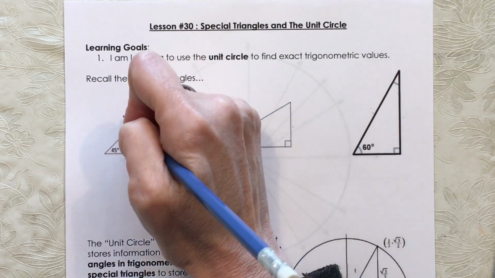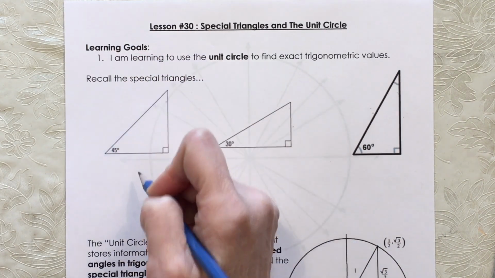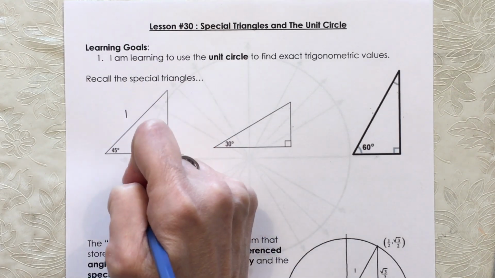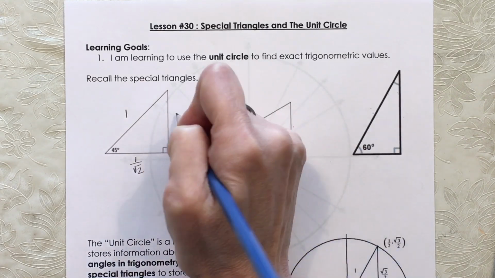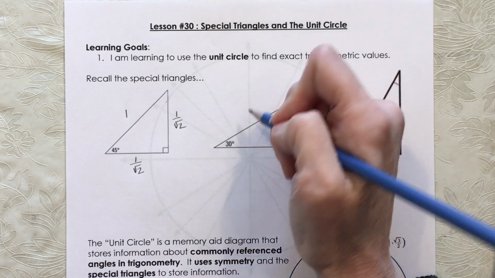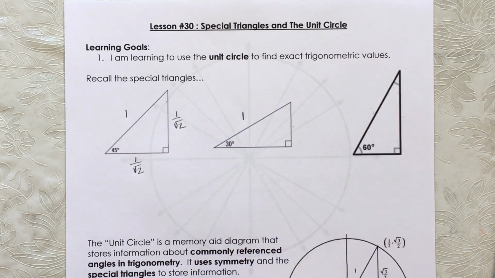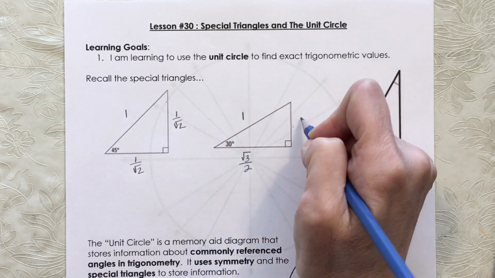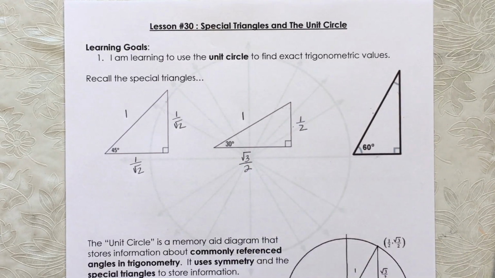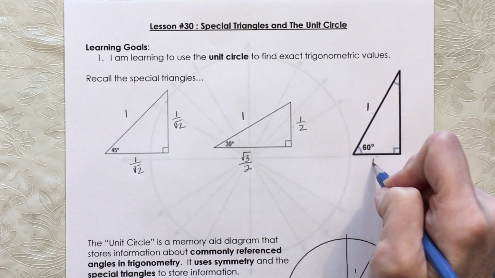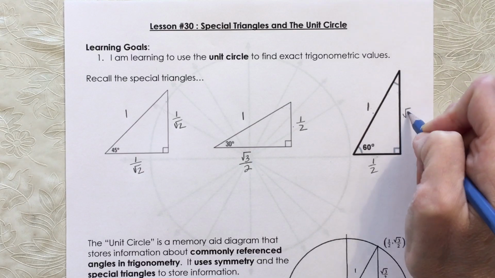So recall the special triangles. Hopefully if you did last week's lesson, you remember that the radius is 1, the x value is 1 over root 2, and the y value is also 1 over root 2 for the 45-degree special triangle. For the 30-degree special triangle, if the radius is 1, then the x value is root 3 over 2, and the y value is 1/2. And for the 60-degree special triangle, if the radius is 1, the x value is 1/2 and the y value is root 3 over 2.